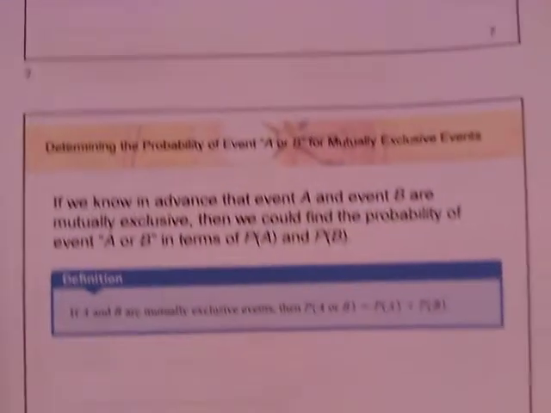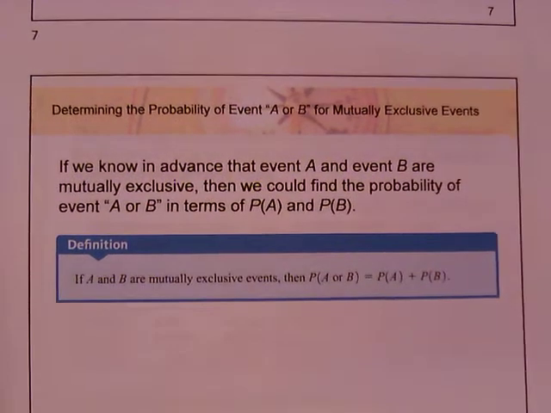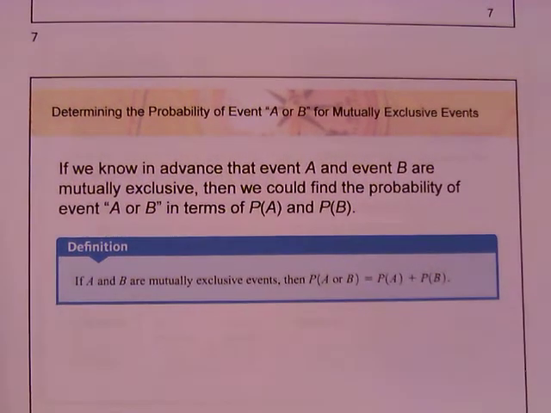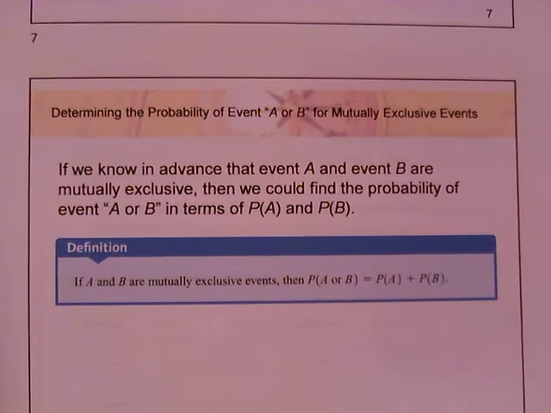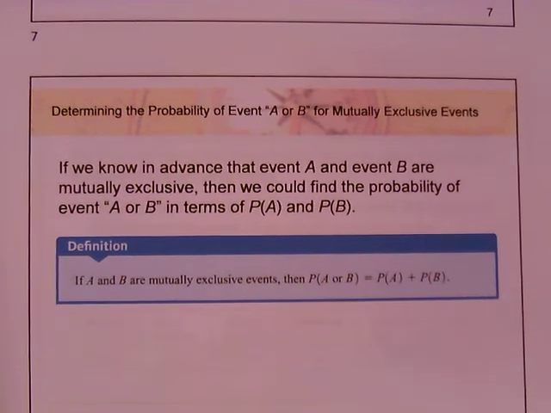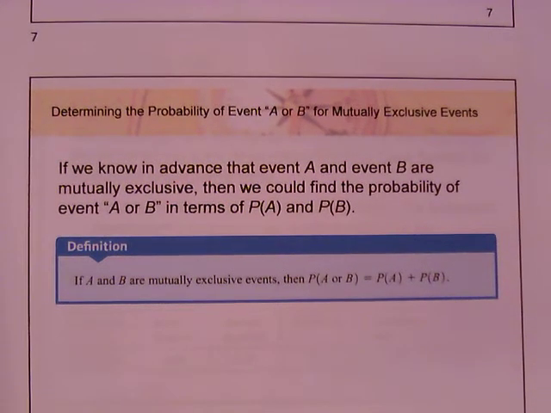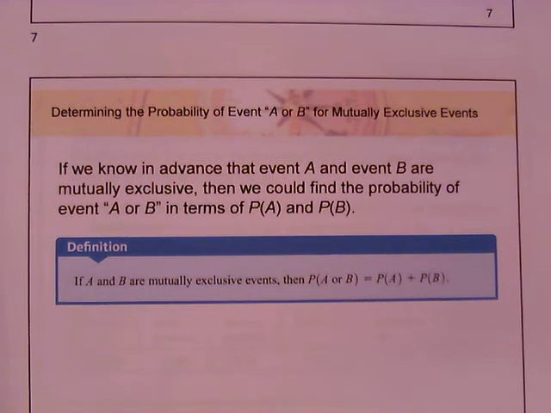Alright, now the next definition is this. If we know in advance that event A and event B are mutually exclusive, then we could find the probability of event A or B in terms of the probability of A and the probability of B. So here's that definition here. If A and B are mutually exclusive events, then the probability of A or B will be equal to the sum of the probability of event A and the probability of event B. Okay.